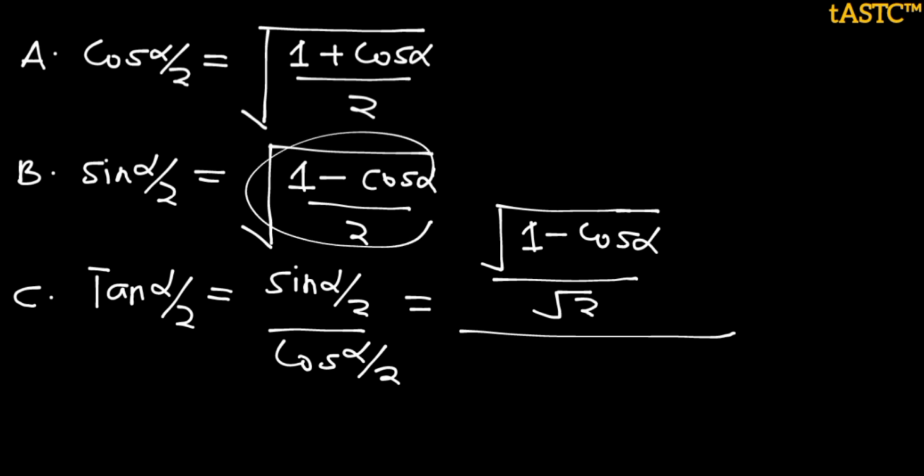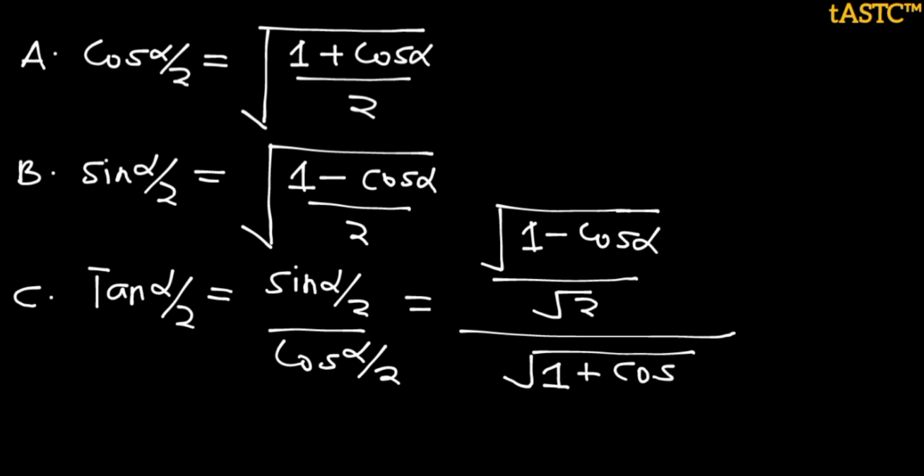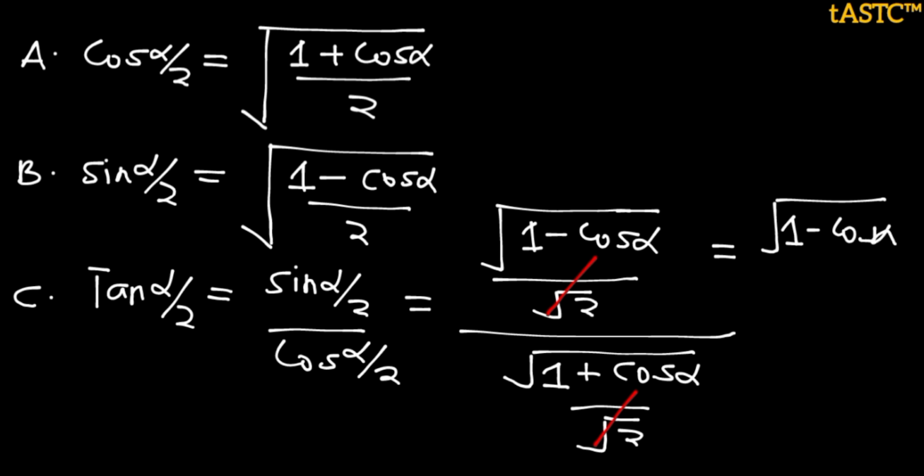We're going to do the same thing for the cosine of alpha divided by 2. So here we're going to have the square root of 1 plus cos alpha, divided by root 2. Obviously, we know what that is going to leave us with. The root 2 is going to cancel out. So we should have a new form: the square root of 1 minus cos alpha divided by 1 plus cos alpha. So let us rewrite it.